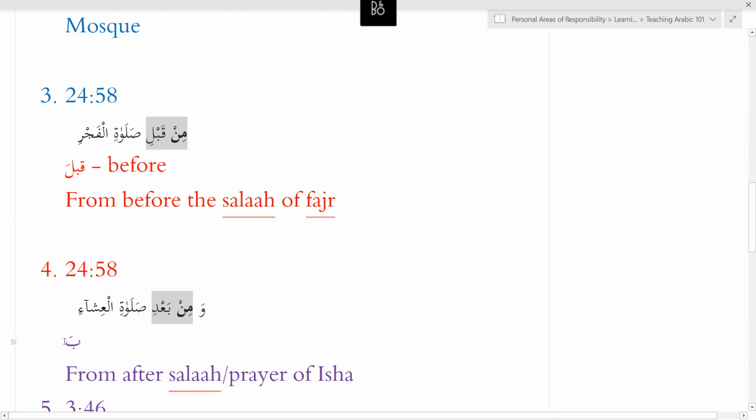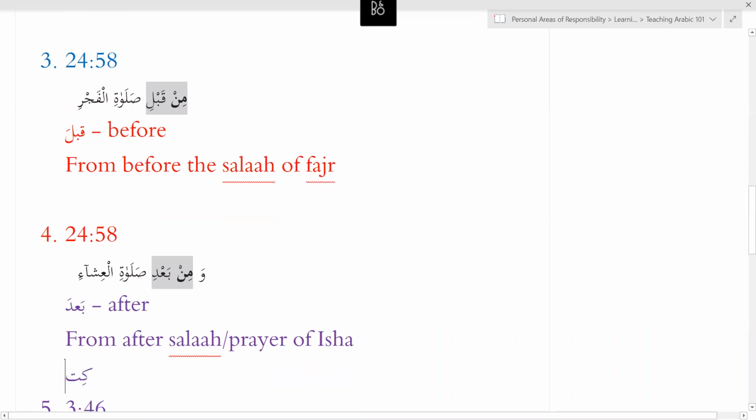Min ba'di salatil Isha. Starting with Salati al-Isha'i, what pattern is this in, Adnan? The Al-Isha'i. That is why it's "of", because Salati al-Isha'i. Yes.